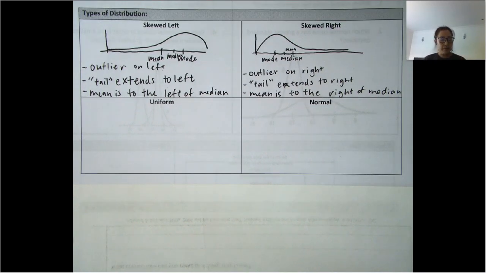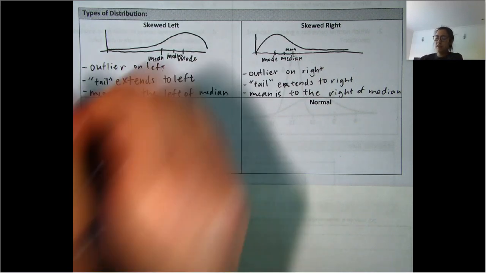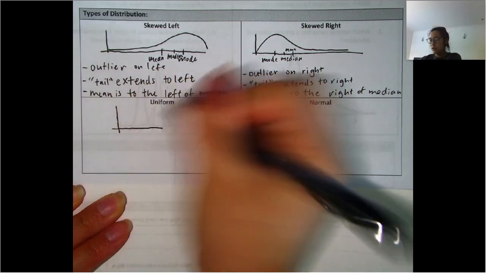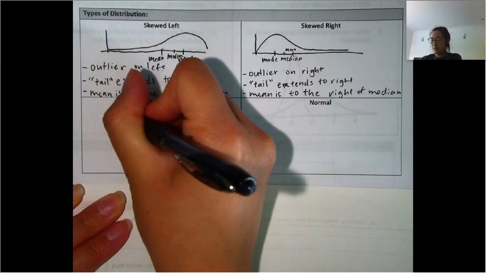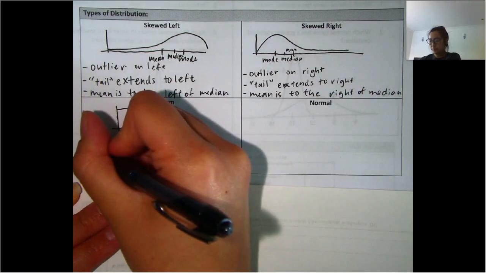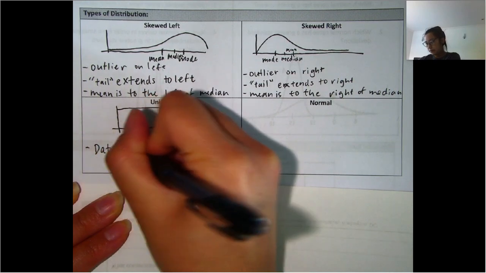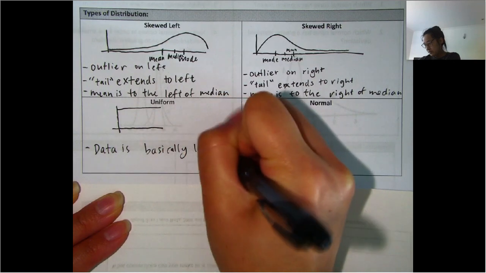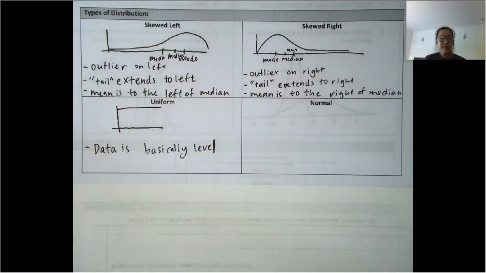And then we have uniform distribution. So for uniform distribution, this is going to be where your data set is pretty much level. So that means that most of the data is going to be about the same. So this basically means that there's the same amount of people or the same amount of stuff for each of the possibilities. So yeah, let's go ahead and talk about normal shape then.